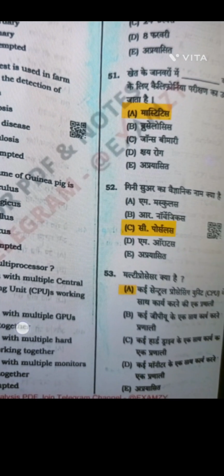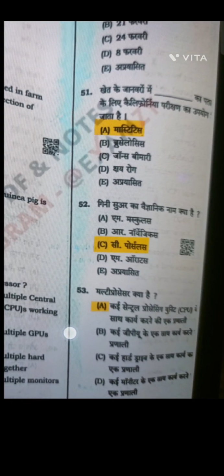So a multiprocessor is a system with multiple central processing units working together.